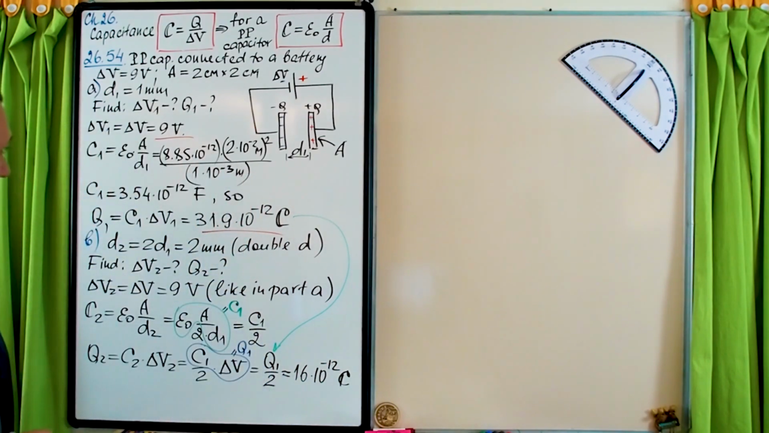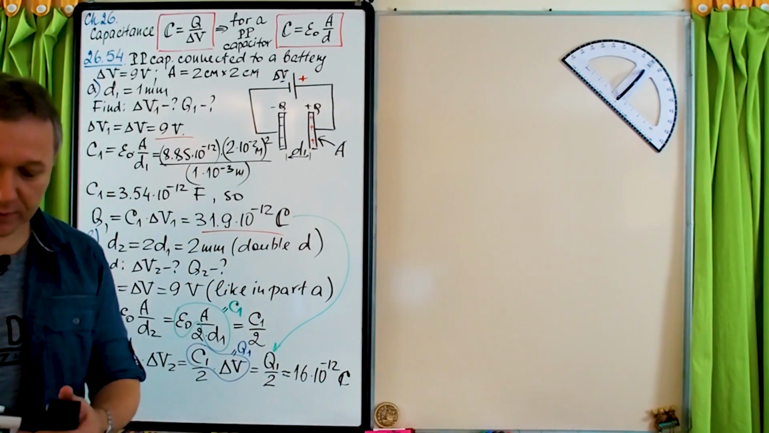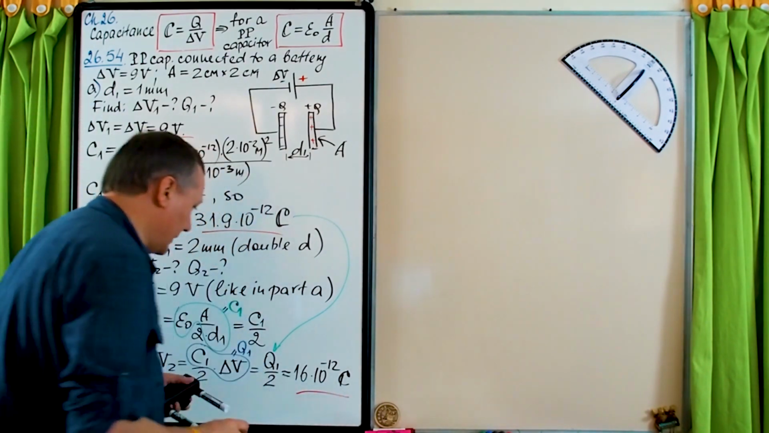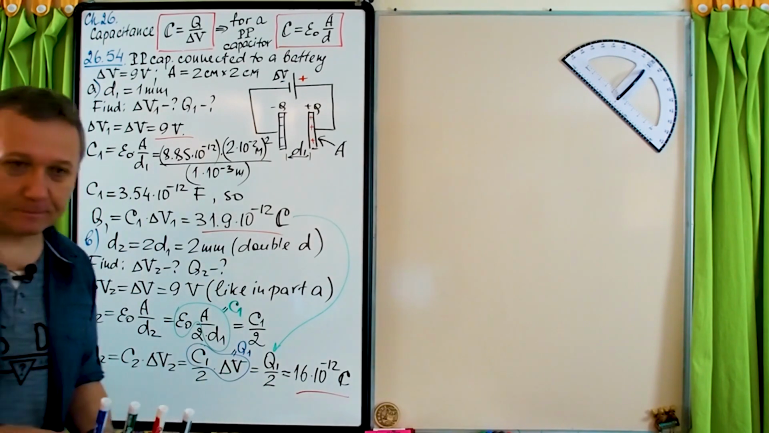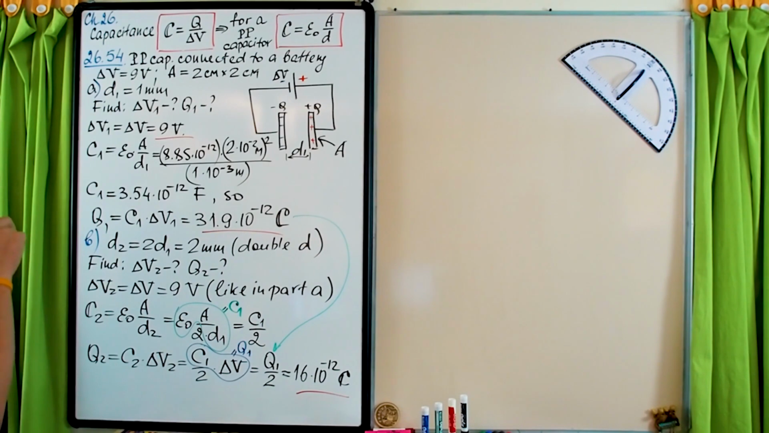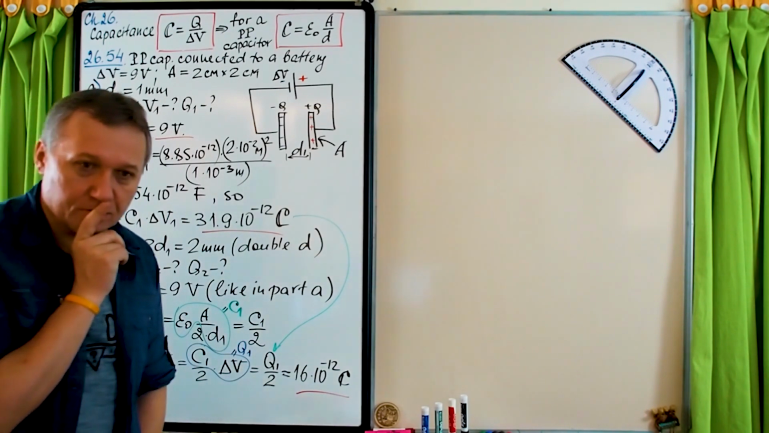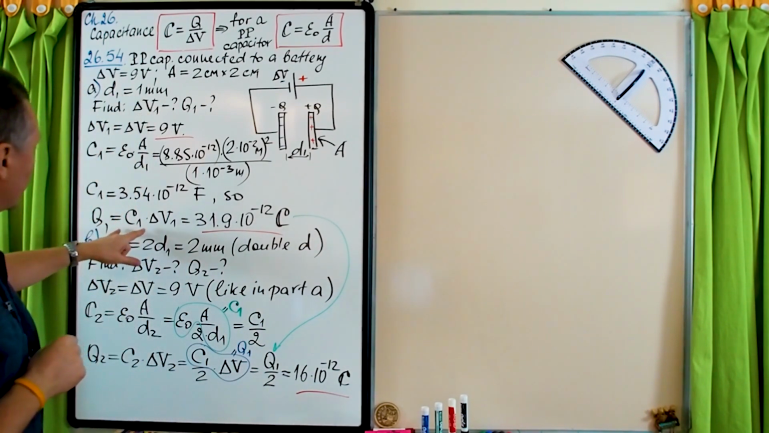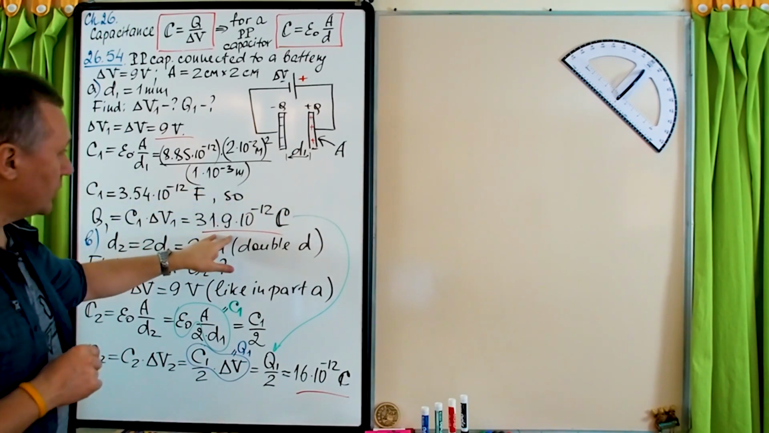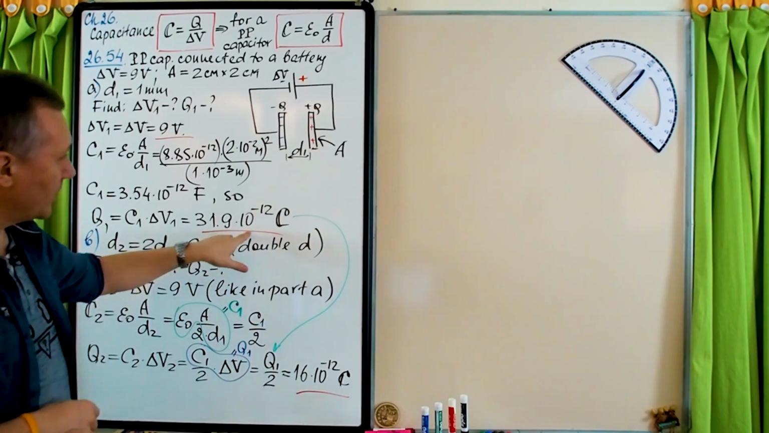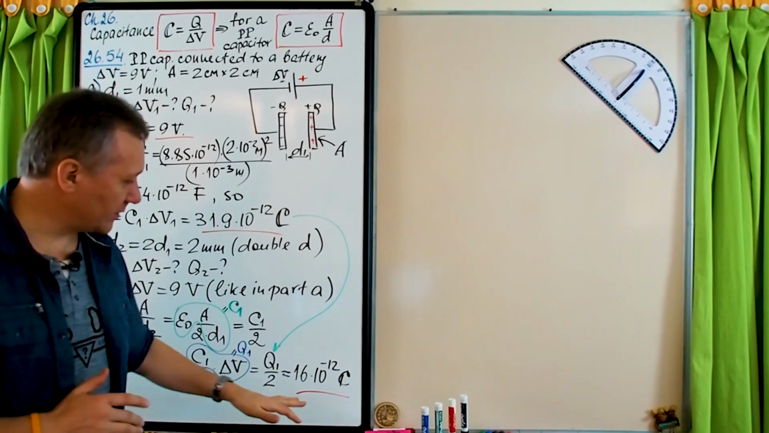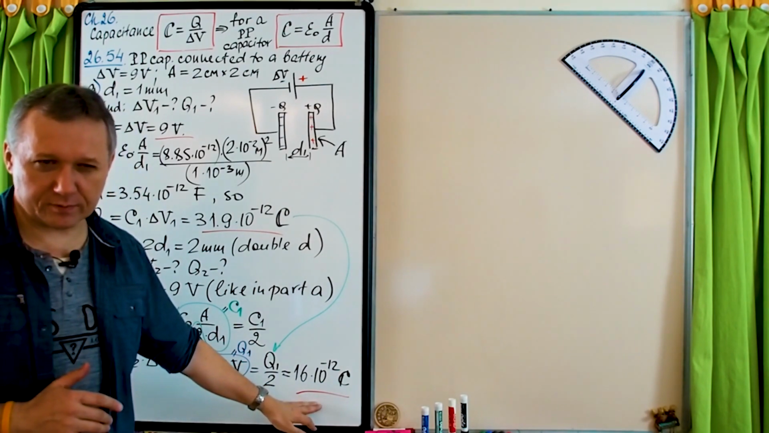16 times 10 to the power of minus 12 coulombs. Right. So that's the charge in this case. Let me ask you this. So look, initial charge when the spacing was d1, 32, okay, give or take, 32 picocoulombs. Now, when we increase the spacing between the plates, now it's 16 picocoulombs.